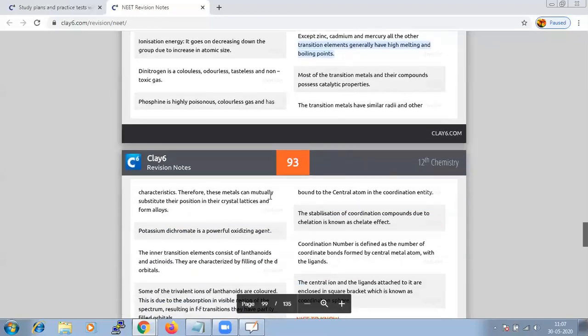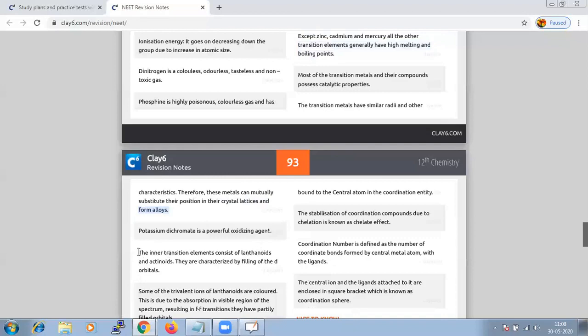That is why these metals can mutually substitute their position in their crystal lattice, and they have the tendency of forming an alloy. And potassium dichromate, we all know, for example, we can consider that it is a very powerful oxidizing agent.